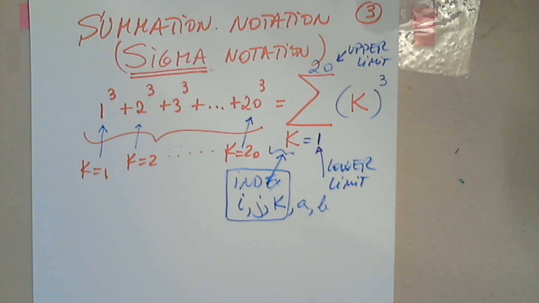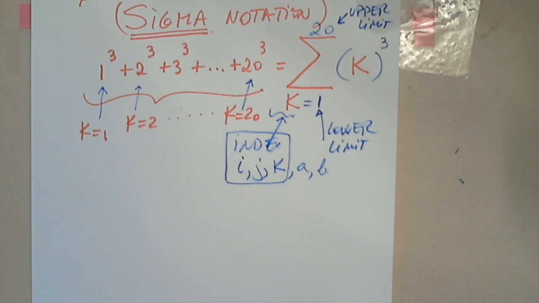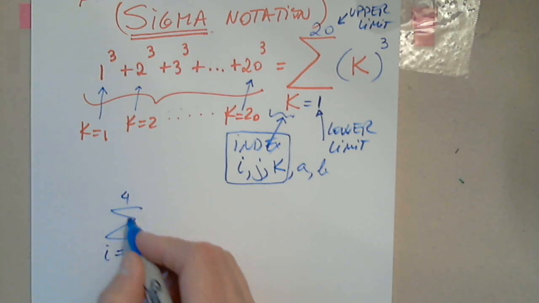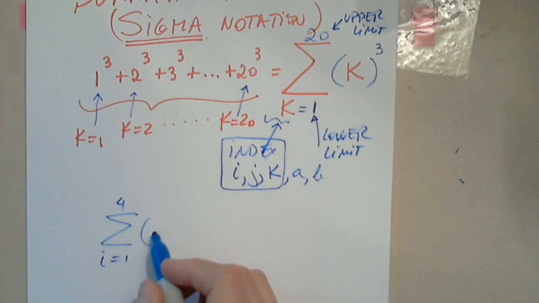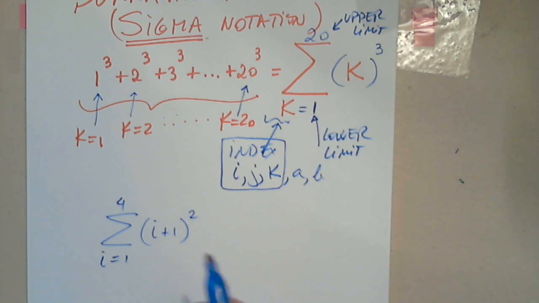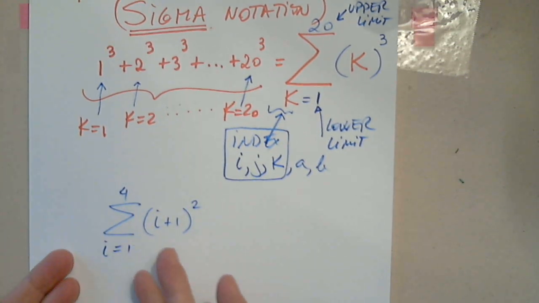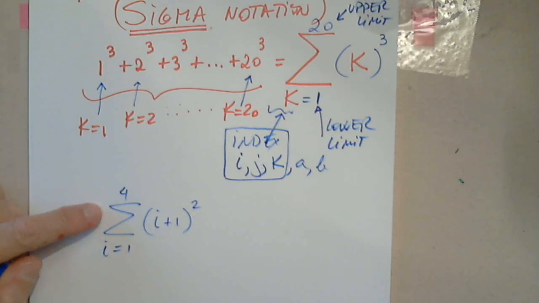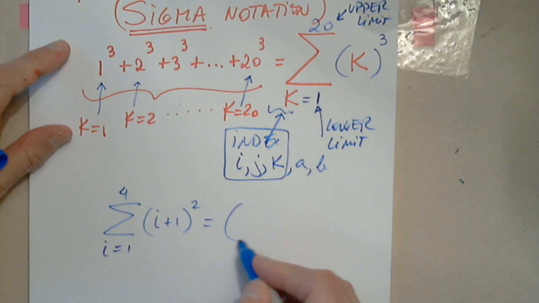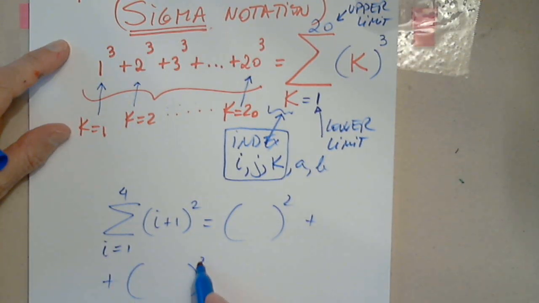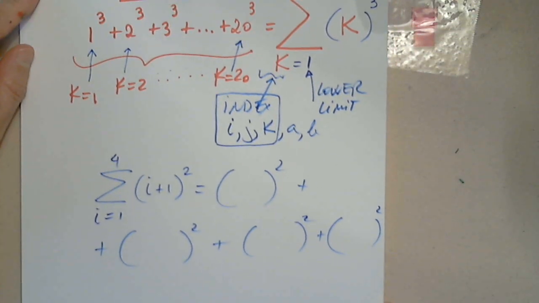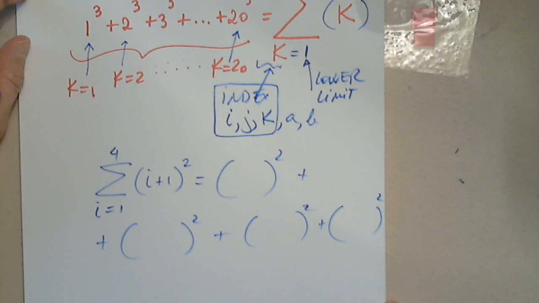So here's another example, and then I'll show you how we calculate this. Let's say the sum from i equals 1 to 4 of (i plus 1) squared. First of all, what does this mean? And how many terms do I have? Well, from 1 to 4, I have when i is 1, when i is 2, when i is 3, when i is 4. So I have 4 terms. I just want to expand this for us to see how it looks, and then we'll go back and calculate that and calculate this also.